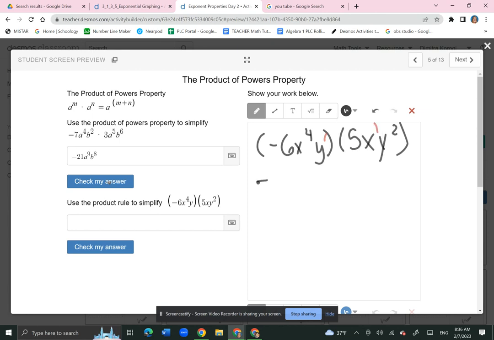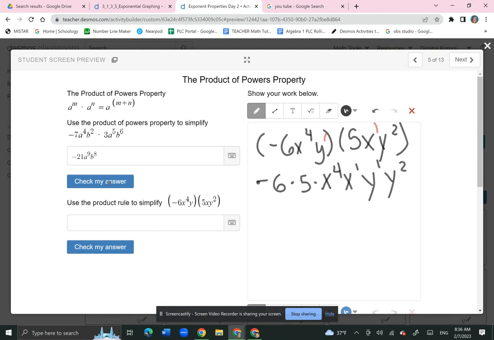Okay. So negative 6 times x... Oh, no. Times 5. Times 5. Times x raised to the power of 4 times x raised to the power of 1 times y raised to the power of 1 times y raised to the power of 2.